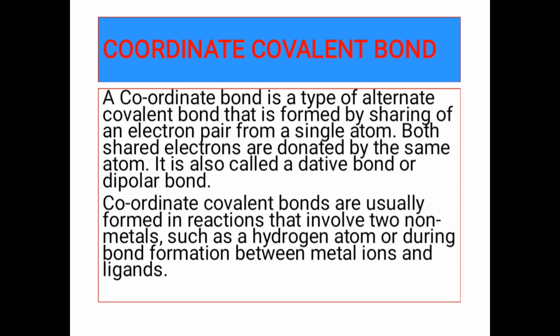Generally, coordinate covalent bonds are usually formed between two non-metals, or a metal having a lone pair and one that is not having, and then of course also formed between a central metal ion and ligand in formation of complexes. So generally, when they say what bond is responsible for formation of complexes, it is a coordinate covalent bond.